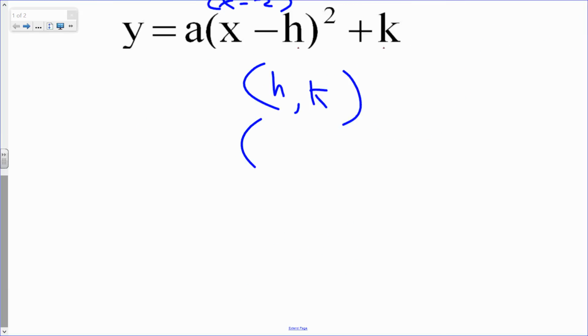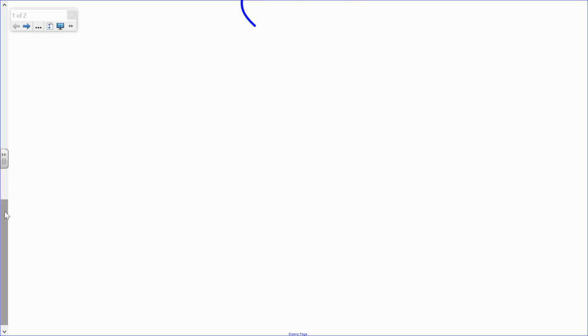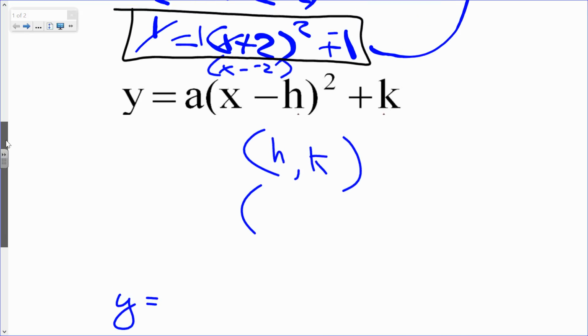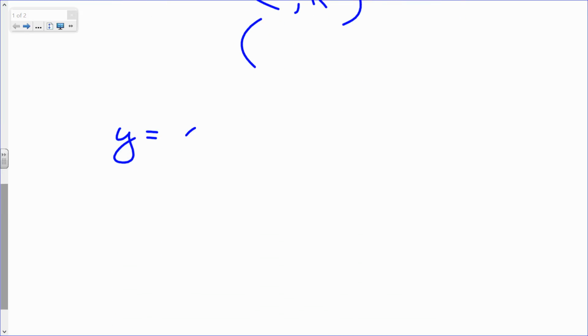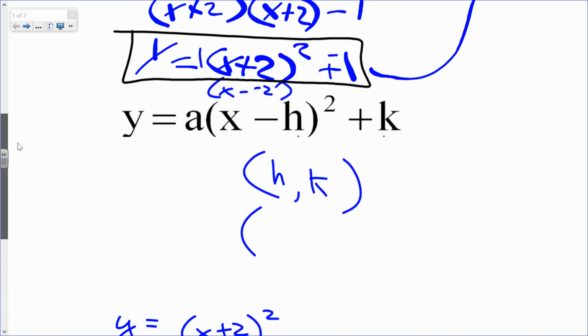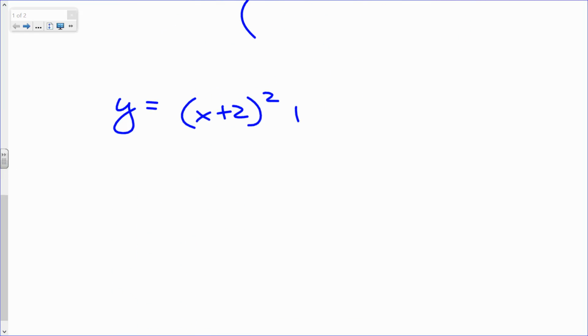So, on your paper, I'm going to write the equation that we have for warm-up. This is not on your graph paper, this is on your simple graphs notes. We're going to write y is equal to x plus 2 squared plus -1. I'm going to write this on your note paper, not your graph paper.